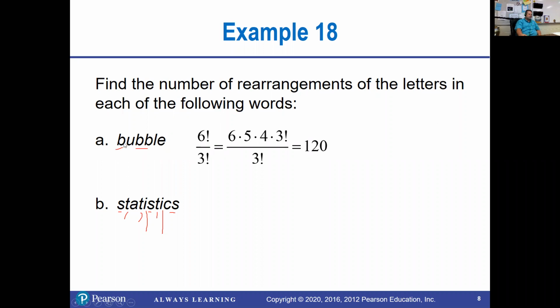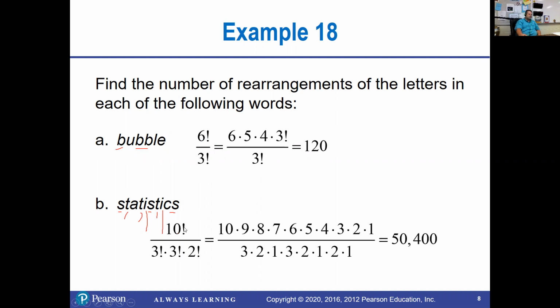Well, how many letters are there? There are 6 letters. That's 6 factorial. But 3 of them are repeating, so it's actually 6 factorial over 3 factorial. Okay, because the repeating will cut down on some of the permutations. And so 6, 5, 4, 3 factorial, those cancel out, and that gives you 120 different ways to arrange those letters.